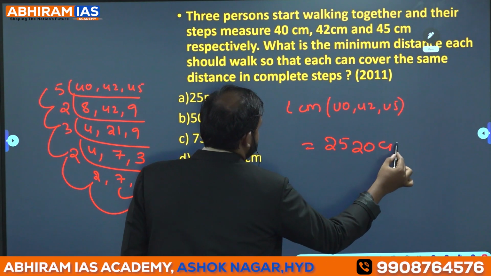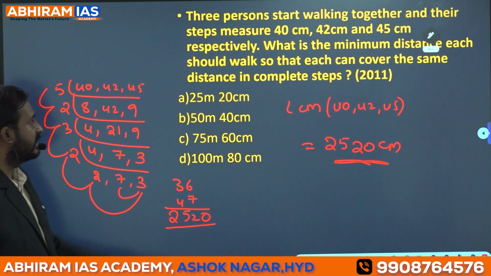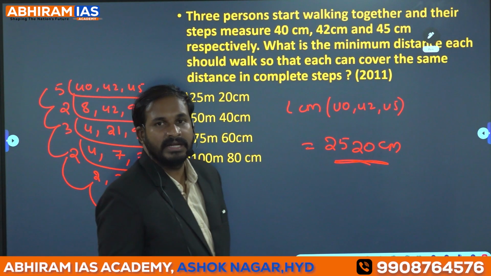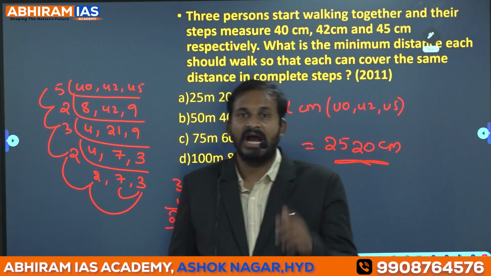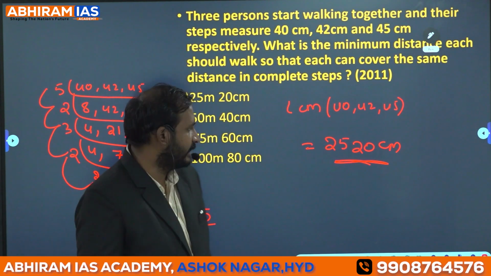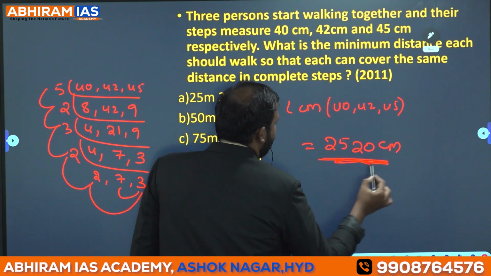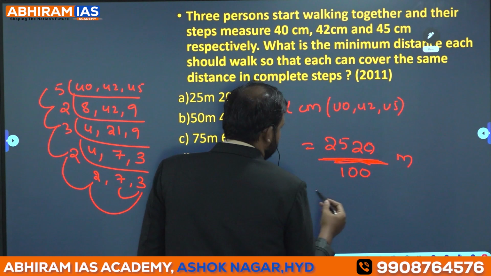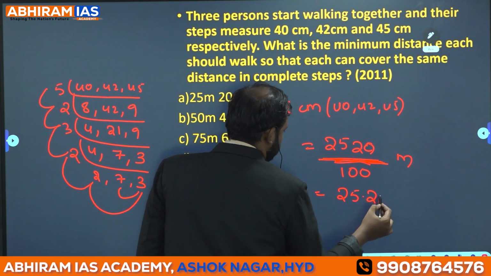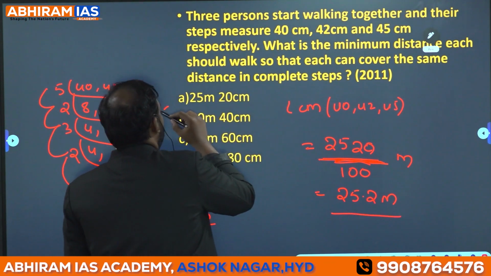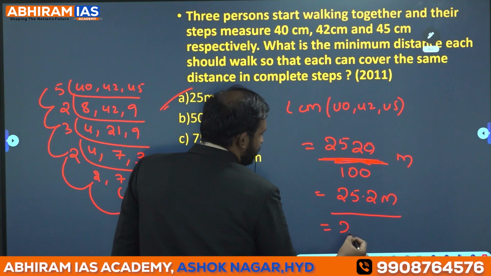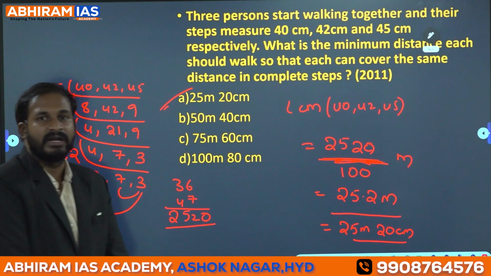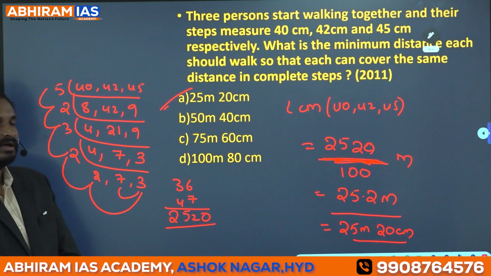2520 centimeters. But in the given question they gave it to us in meters. So how many centimeters is equal to 1 meter, students? 100 centimeters is equal to 1 meter. So simply divide it by 100. Now I will divide it by 100. So that centimeter will become what for me? Meters. So 25.2 meters, in other terms 25 meters and 20 centimeters. Like this we will get our answer here.